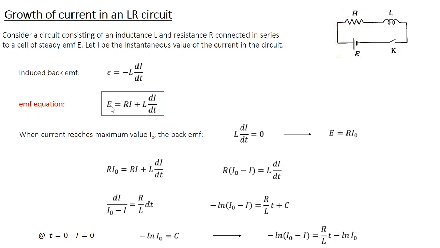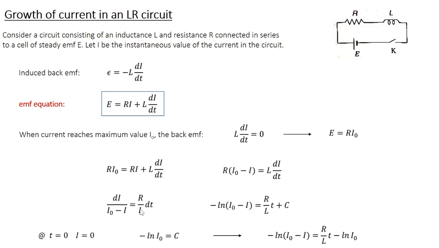Now in this equation you can substitute for E. So the EMF equation becomes R I naught equal to R I plus L di by dt. Take RI to the left hand side, you get R into I naught minus I equal to L di by dt. Rearrange the terms, bring all the current terms together, and you get di by I naught minus I equal to R by L into dt. So this is a simple first order differential equation. You can solve it by integrating once.